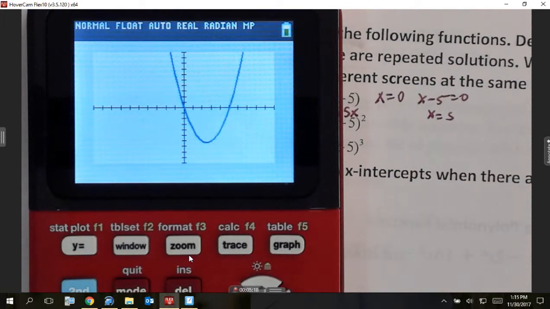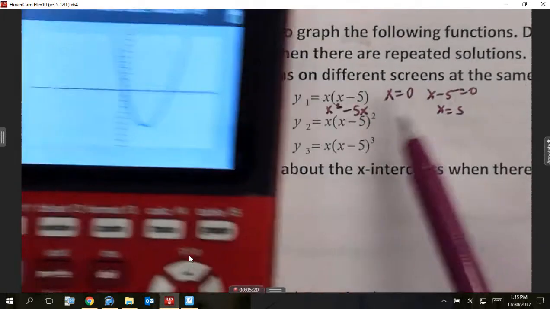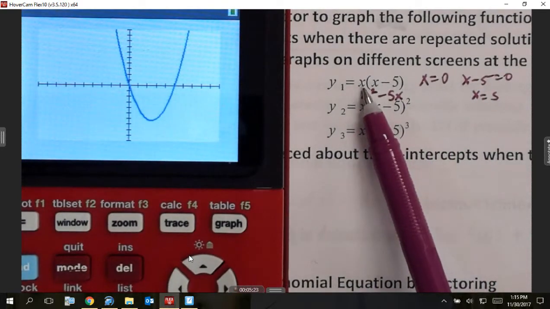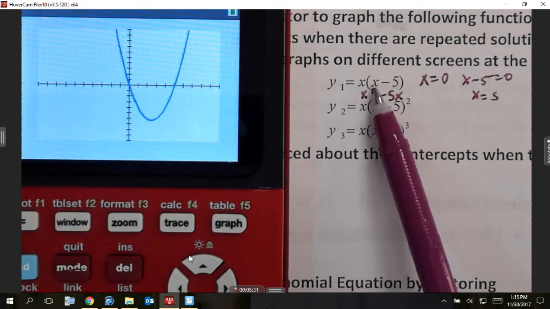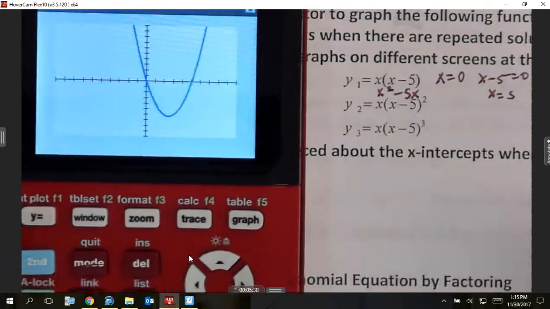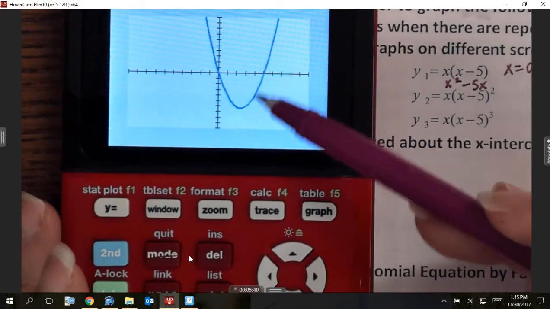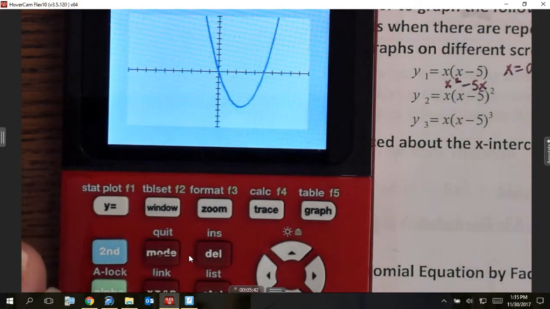And that's because how many x's am I solving for here? x to the first, which is linear. And this one over here is x minus 5, but it's x to the first, which is linear. So at each x-intercept, it passes through the x-axis just like a line would.